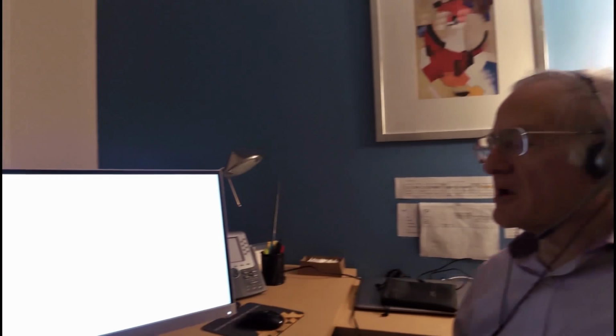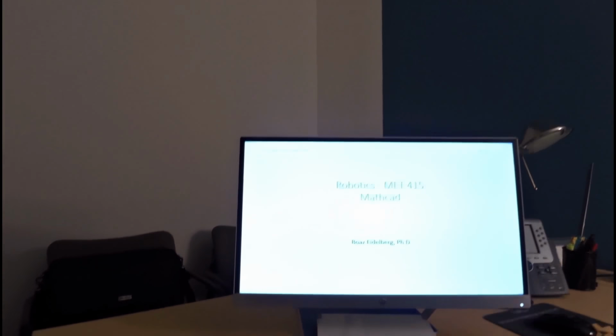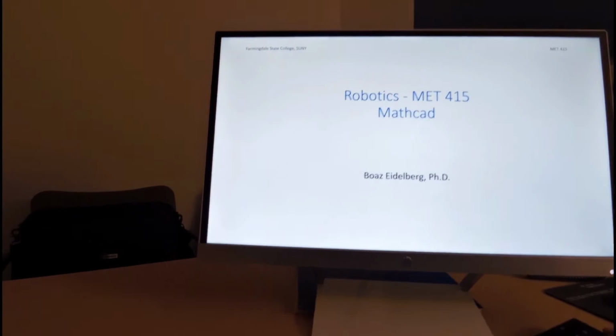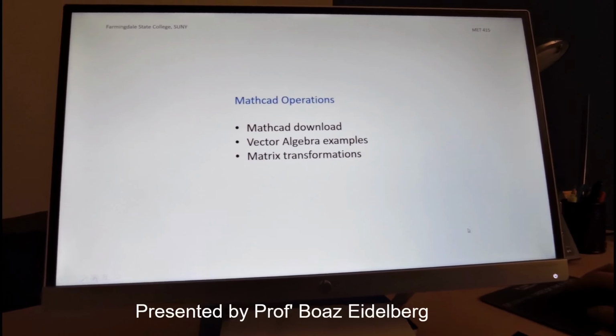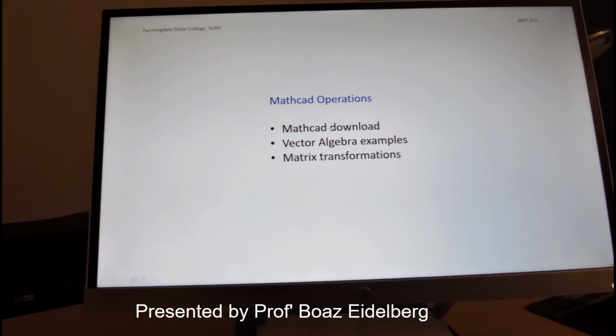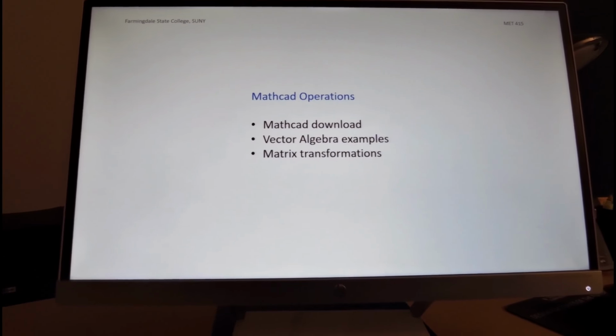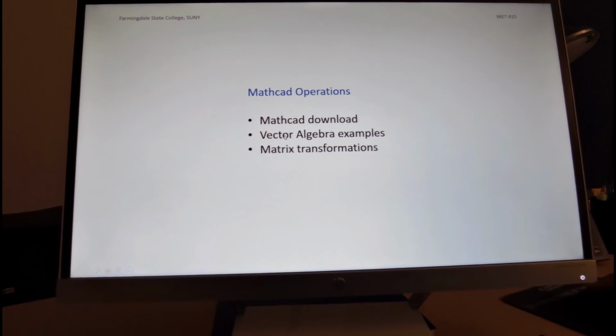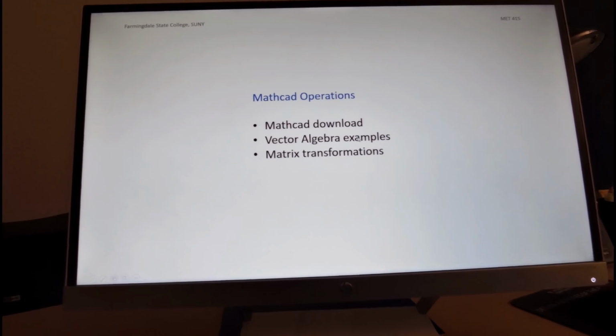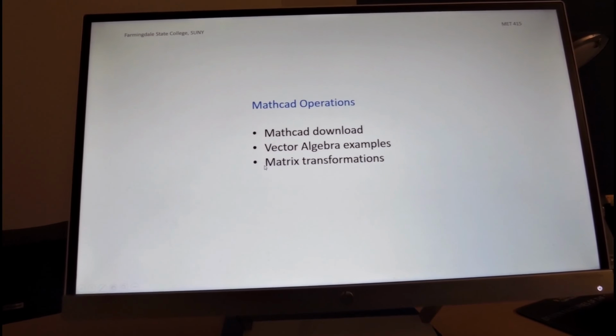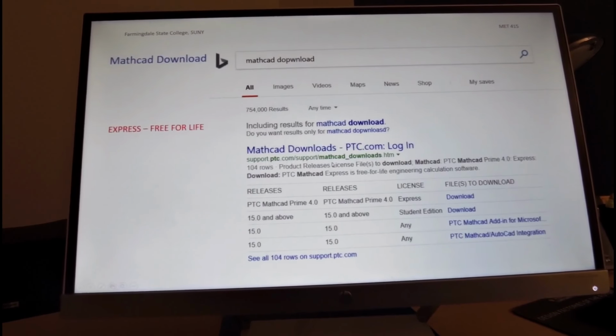What we'll do in this presentation is a look at Mathcad operations. We will start with a Mathcad download. We'll see how we can get it on our system. We'll look at the vector algebra example and an example of matrix transformation.